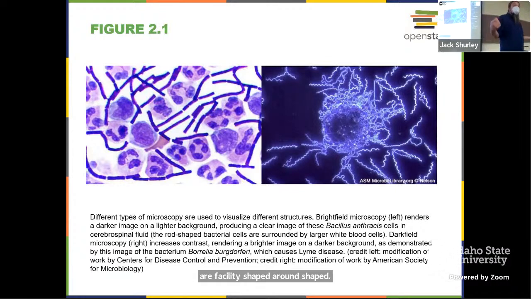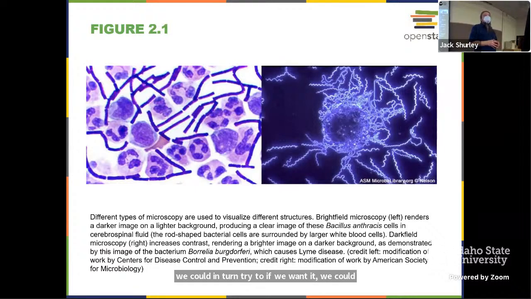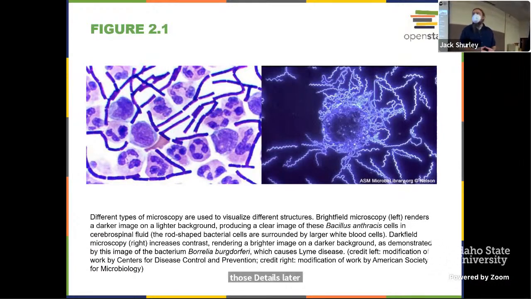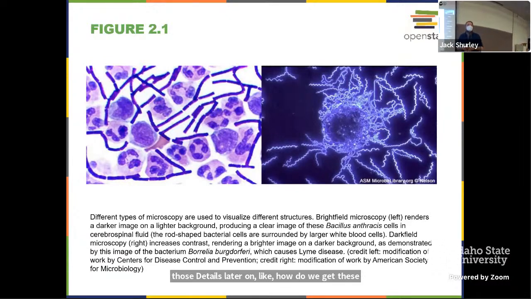And knowing that, we could in turn try to, if we wanted, we could try to cultivate these guys, and we know we're looking at a gram positive. Maybe I could put it on this type of plate, and that would help it to grow, or other things like that. And we'll talk about some of those details later on. Like, how do we get these guys to grow in the first place, right?